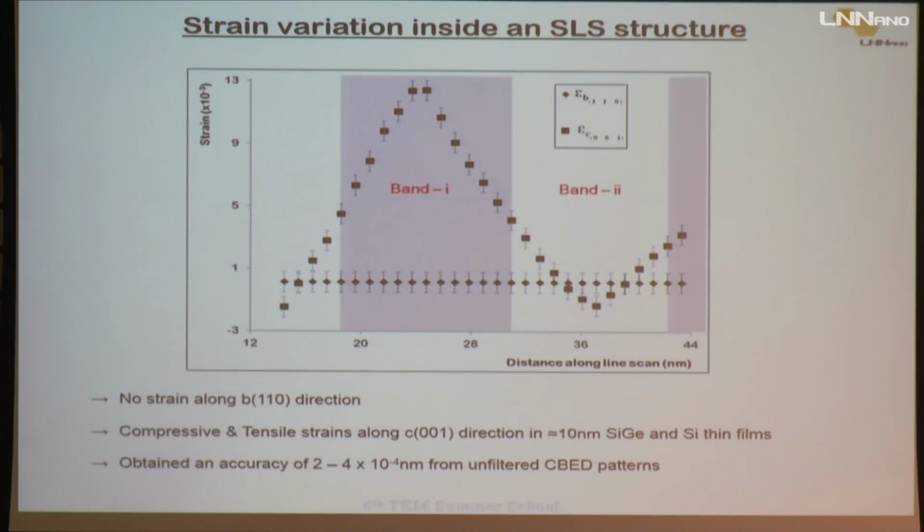This band 1 is the silicon germanium layer, and this band 2 is the silicon layer. And I can see that there is no strain in the B 110 direction, and there is a compressive strain in silicon germanium, as it has a bigger lattice, and a tensile strain in the silicon lattice. And as I used the Hopf transformation, my accuracy level was really very good, and I was able to do it to 2 to 4 times 10 to the power minus 4 of a nanometer. And I was also able to do this analysis on an unfiltered CBD pattern as I used Hopf transformations.